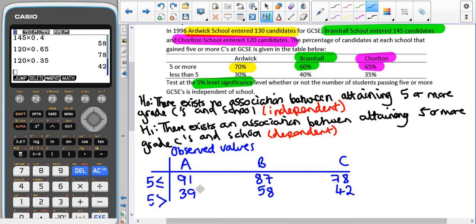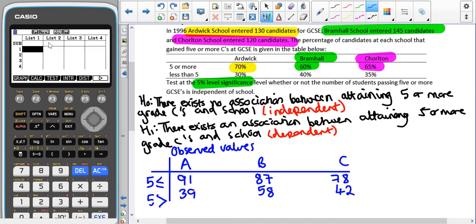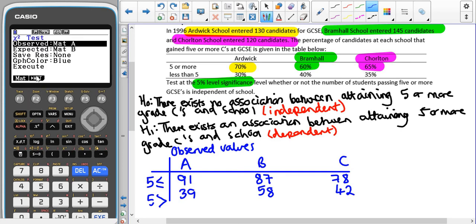And because these are the actual frequencies, these are the values that we're going to type into our calculator. So if I go back into my stat function, remember it's test, chi, two-way. Arrow mat, I've already changed that so it's the right dimensions, and it's these values here that I'm going to put in, and remember it goes across when you enter them, so 91, 87, 78, 39, 58 and 42. Then we need to go back, so we need to click exit, exit, then we need to click exit so the calculator will actually perform the test for us.